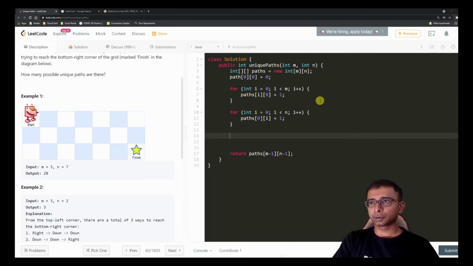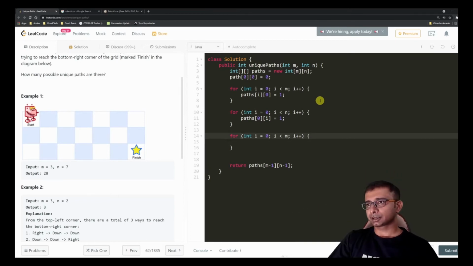And now what we are going to do is have a nested loop, which is going to contribute to our actual complexity, which is order of m times n, right? Because we have to traverse the entire grid that we have created. So i less than m.